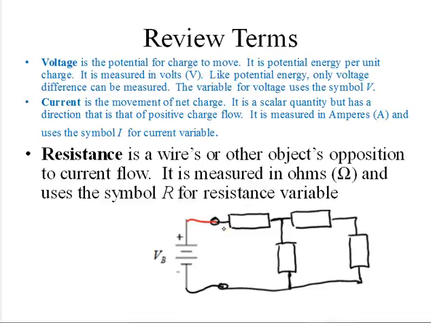Resistance is our next term that we'll review. That's a wire or any other object's opposition to the current flow. It's measured in a unit of ohms. We use the Greek symbol omega for that, and it uses the symbol R for the resistance variable. We also denote, if we have a resistor within a circuit, we have a circuit symbol for that. Our circuit symbol for a battery is shown here. Our circuit symbol for a resistor is shown here, and it looks like friction.